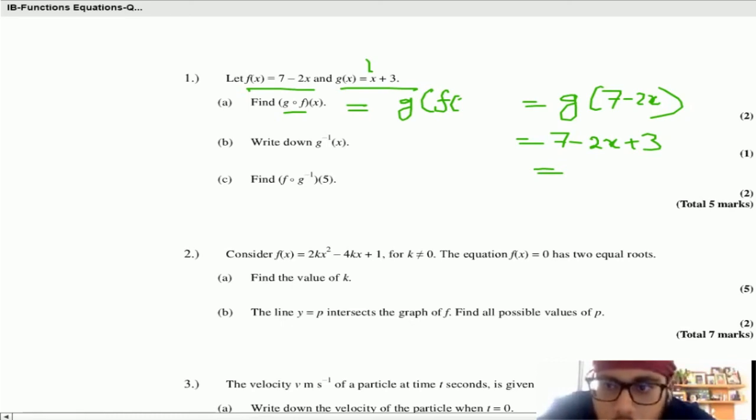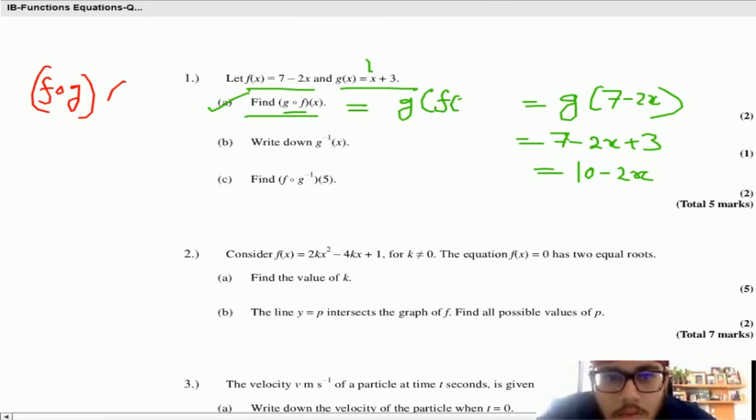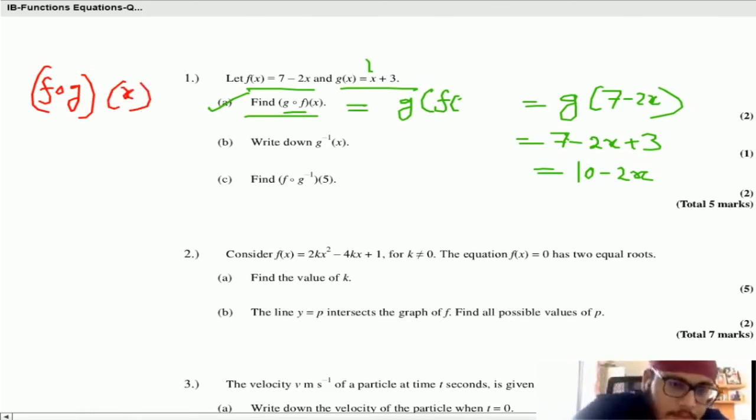Then it will be 7 plus 3, 10 minus 2x. Very good. 10 minus 2x. This is going to be the function. This is going to be the answer for the first part. Does it make sense? Okay. So can you try this one, Manu? Like f compose g of x. Let's try this one as well.